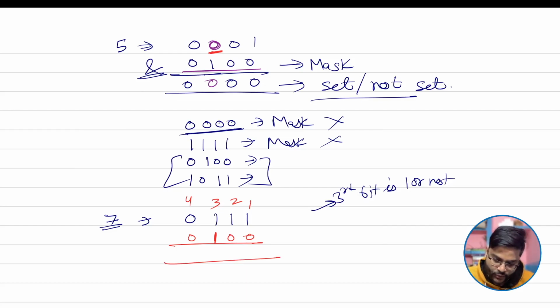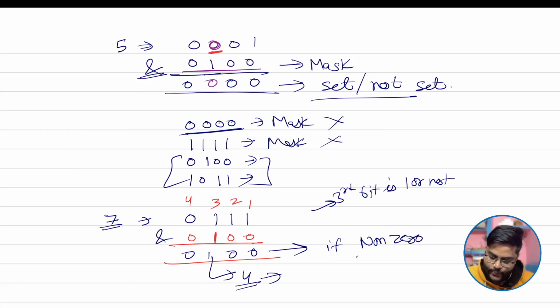Okay, now if I do bitwise AND, it will be 0010. So if it is non-zero, see this, the value of it will be 1, 2, 4, 4, right? So it is non-zero. If it is non-zero, can we say that the bit is set?